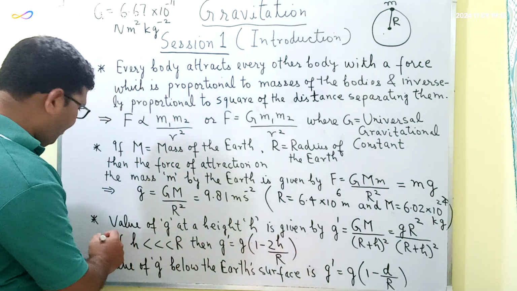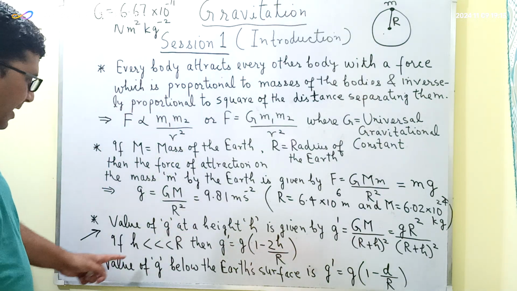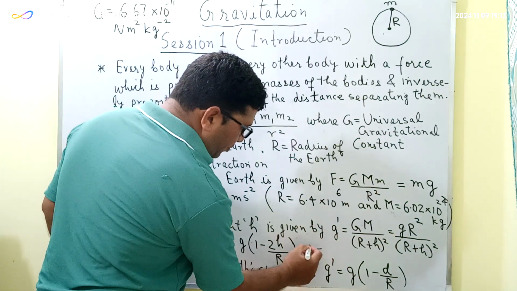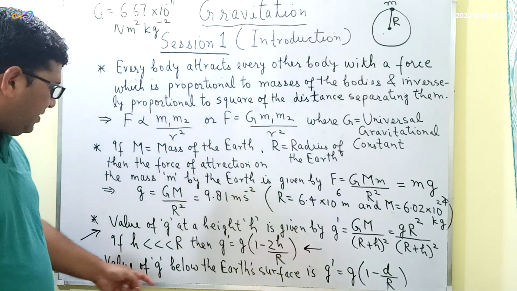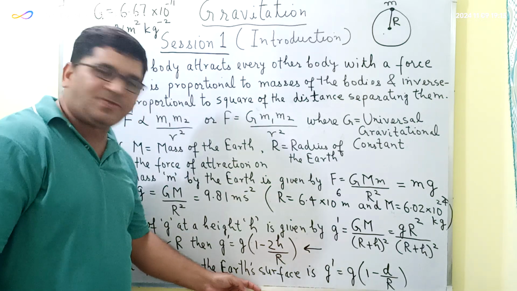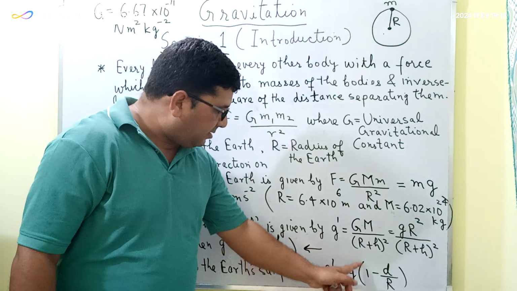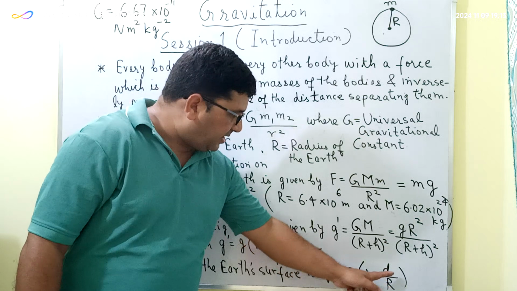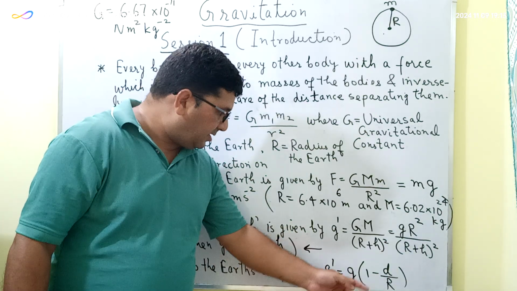So this is a very important formula. This is a very, very important point. And so these three formulas are very, very important from the point of view of solving the numerical problems. Now the value of g below the surface of the earth is given by this formula, that is g dash is equal to g in bracket 1 minus d upon R, bracket closed. Now here d is what? This is the depth below the surface of the earth.